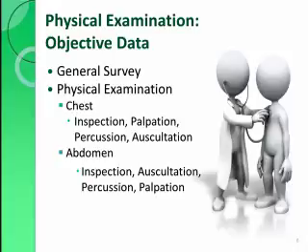Performing a physical examination of the chest uses inspection, palpation, percussion, and auscultation to determine respiratory status and differentiate primary lung problems from cardiac problems. When assessing the abdomen, auscultation is done before palpation or percussion because palpation and percussion can cause changes in the bowel sounds and alter the findings.